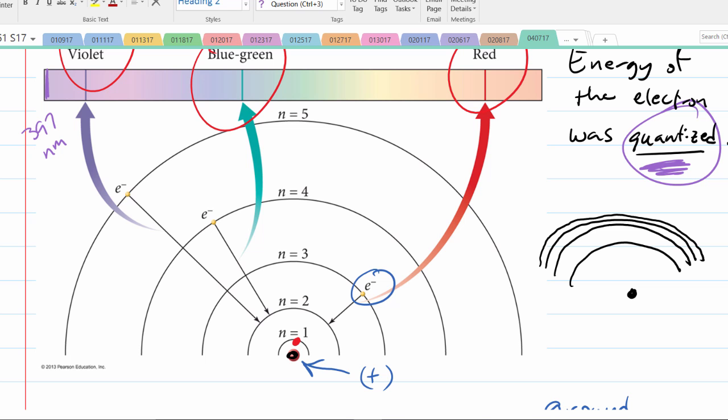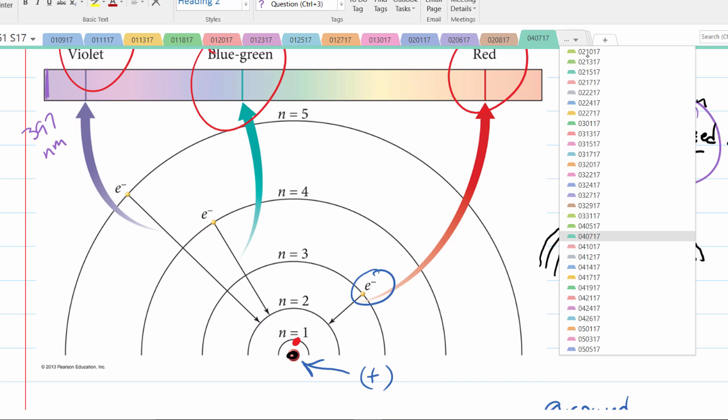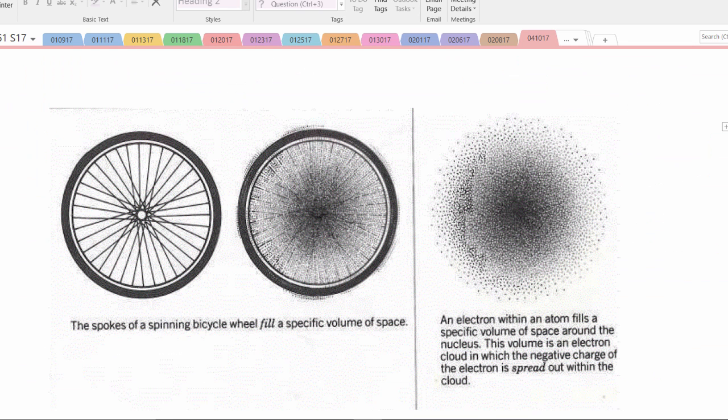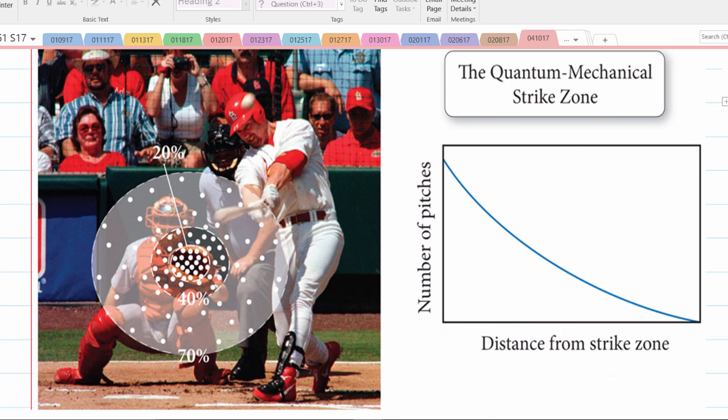And we kind of made an analogy then where when we look at these, what we're looking at is kind of like perhaps throwing a whole bunch of pitches over a plate where there's a high concentration in the center, and then as we go out they get to be less and less probable.